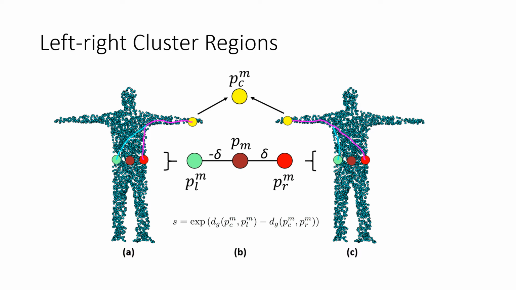To encode the left-right cluster regions, we first select left and right points from the mean of the point set. The key idea is that the geodesic distance from the right cluster mean to the left point should be greater than the geodesic distance to the right point. Similarly, for the left cluster mean, the geodesic distance to the left point should be less than the geodesic distance to the right point. So we exploit this geodesic distance difference to encode the left and right context of the clusters of the point sets.